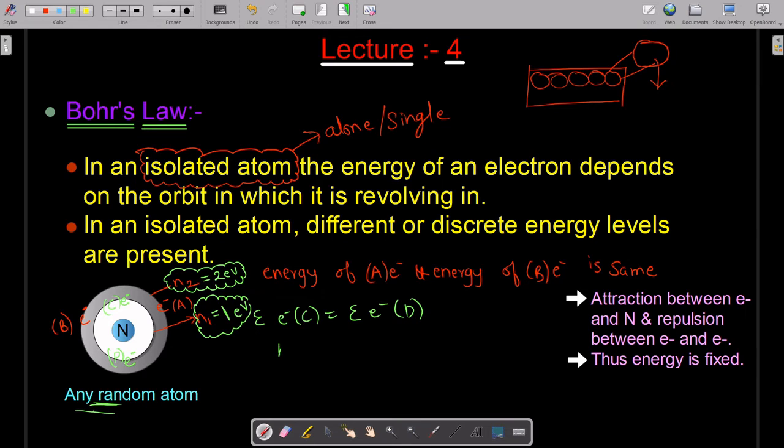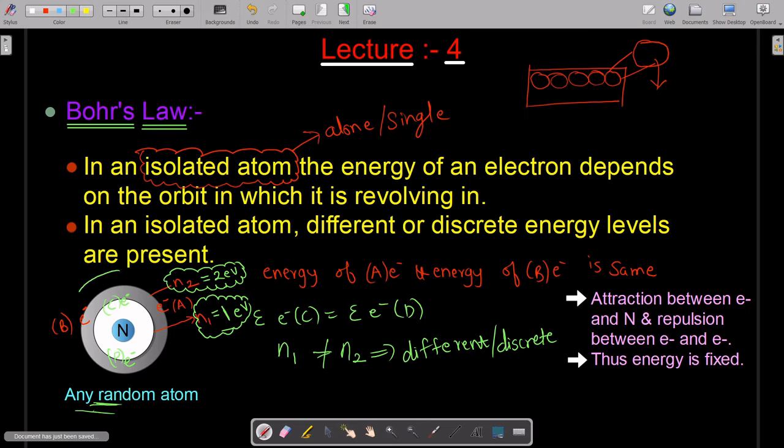So the energy level of N1 is not equal to the energy level of N2. That means they are entirely different, or what I can say is that it is discrete. Discrete means in small parts. That means it is 1 electron volt, it is 2 electron volts.